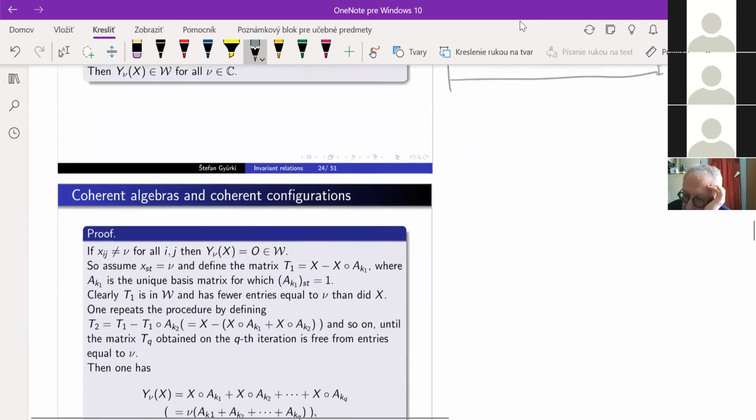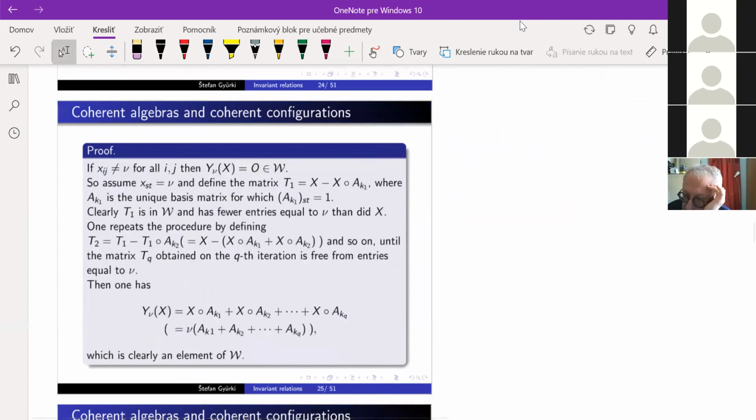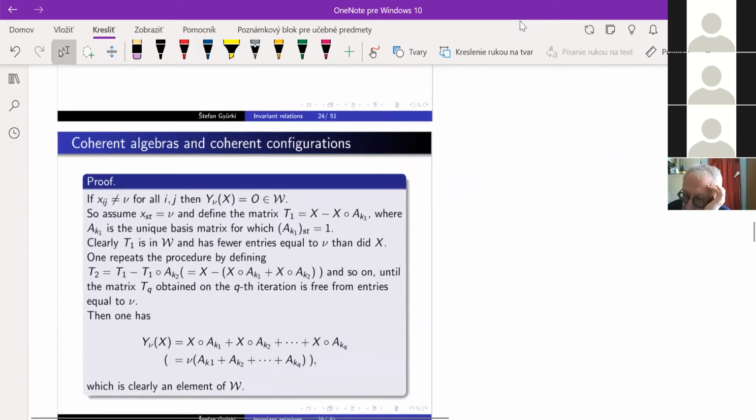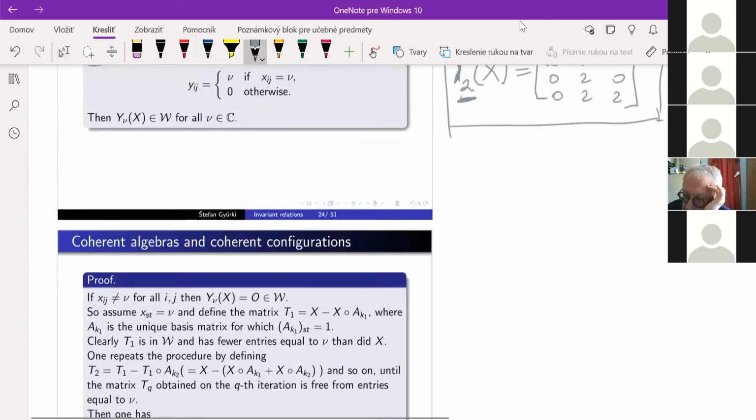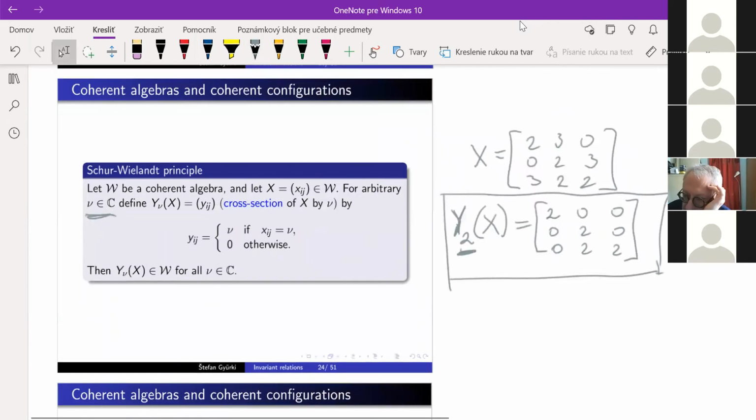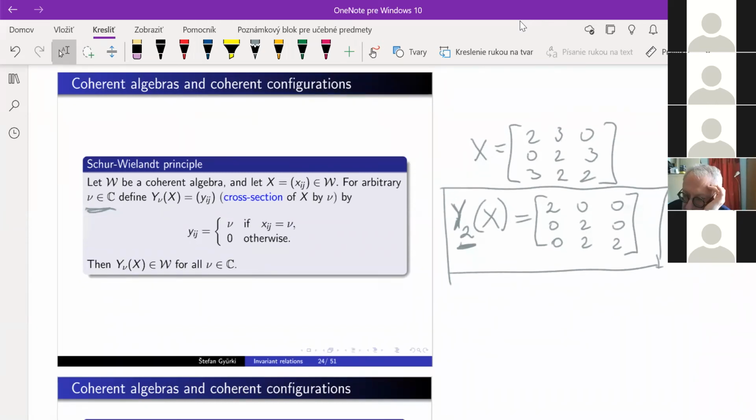One way how to see this is just to... Štefan, could you please demonstrate the previous slide one more moment? Yes. Okay. Yes, okay.